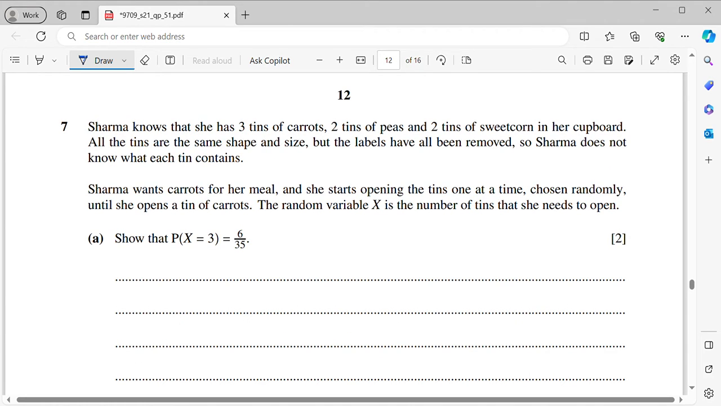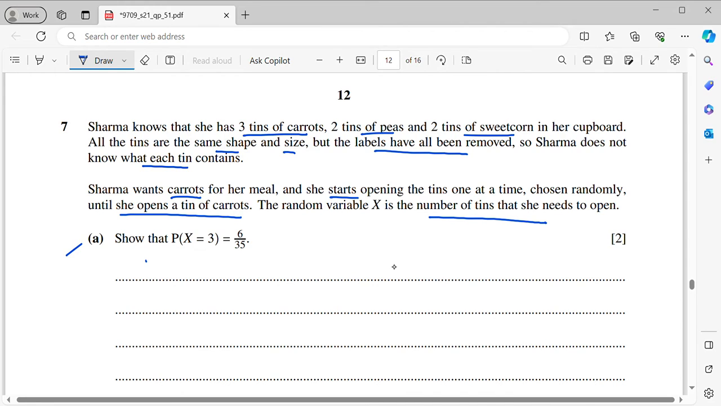Now question 7. Sharma knows that she has 3 tins of carrots, 2 tins of peas, and 2 tins of sweet corn in her cupboard. All the tins are the same shape and size, but the labels have all been removed. So Sharma does not know what each tin contains. Sharma wants carrots for her meal, and she starts opening the tins one at a time, chosen randomly until she opens a tin of carrots. The random variable X is the number of tins that she needs to open. Now show that P(X equals 3) equals 6 over 35.